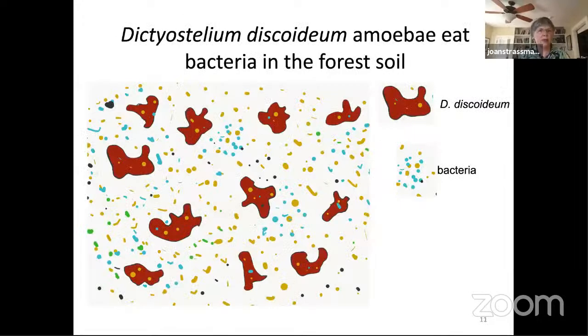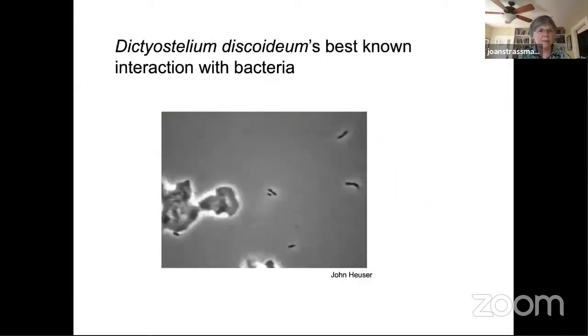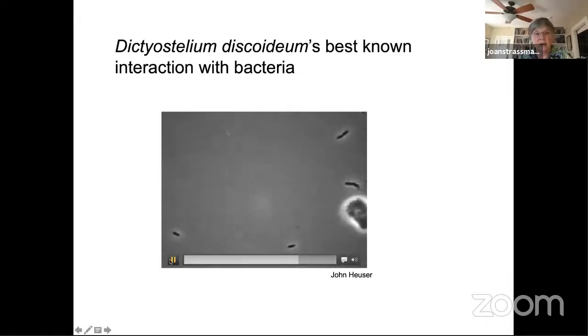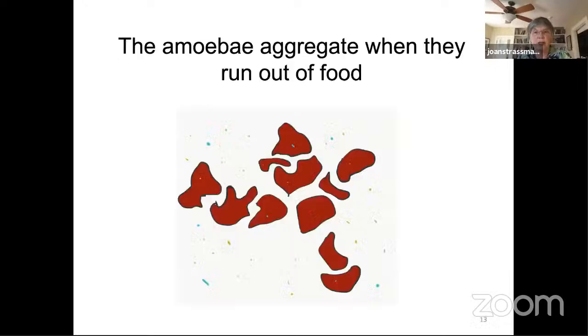So here they are munching away in the forest on the bacteria. And so this is its main interaction with bacteria, which is predation. So for those of you who work on real animals, just imagine that this is a cheetah and this is a gazelle, okay? Because it's really exactly the same. So it munches it down, typical predation.